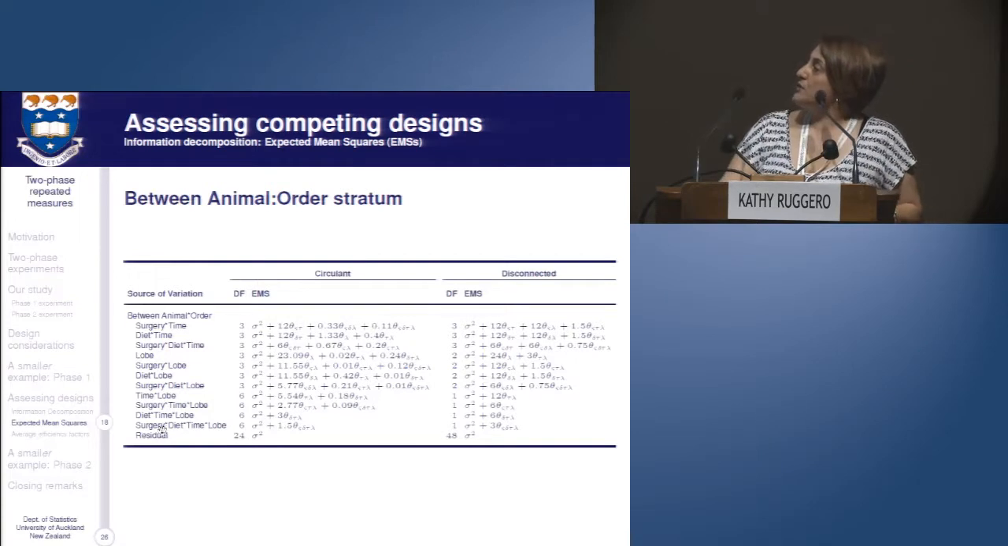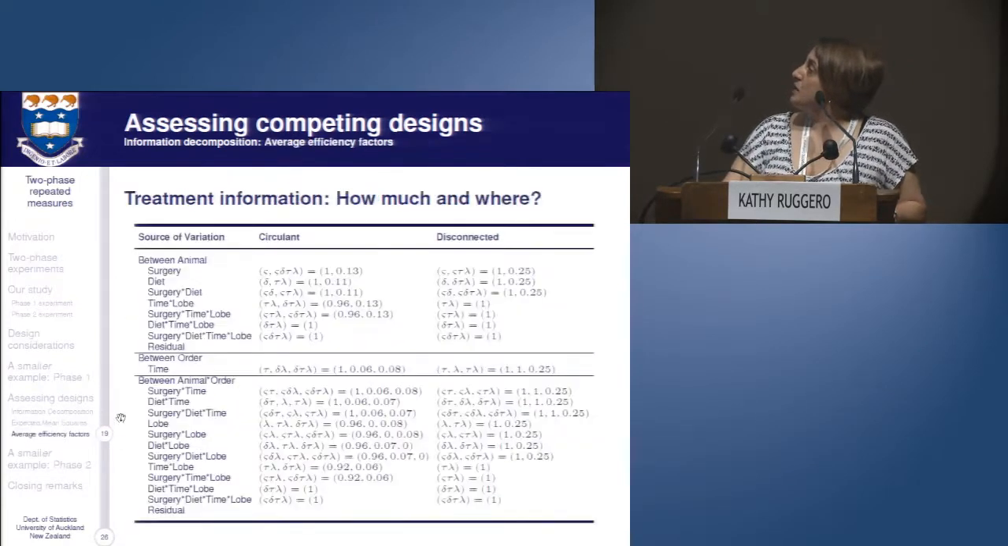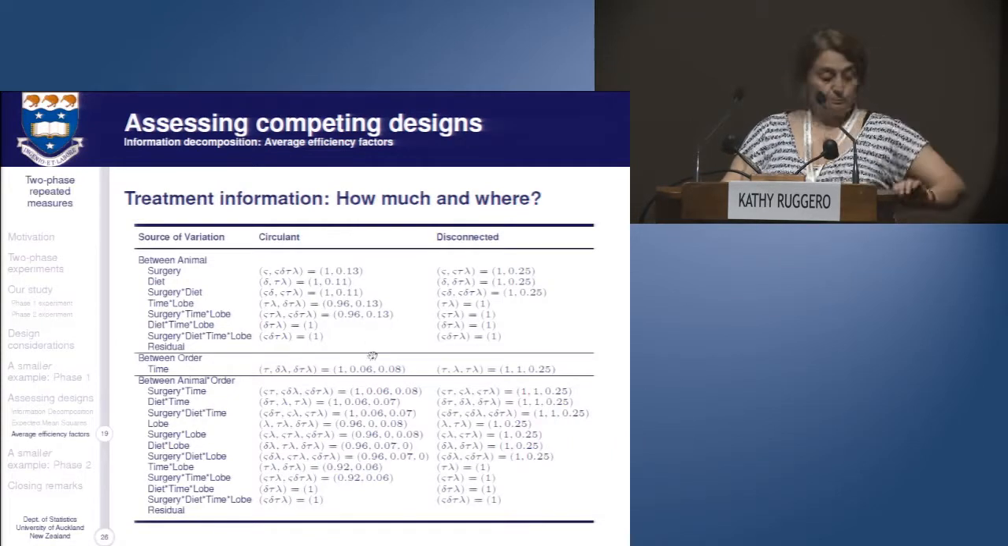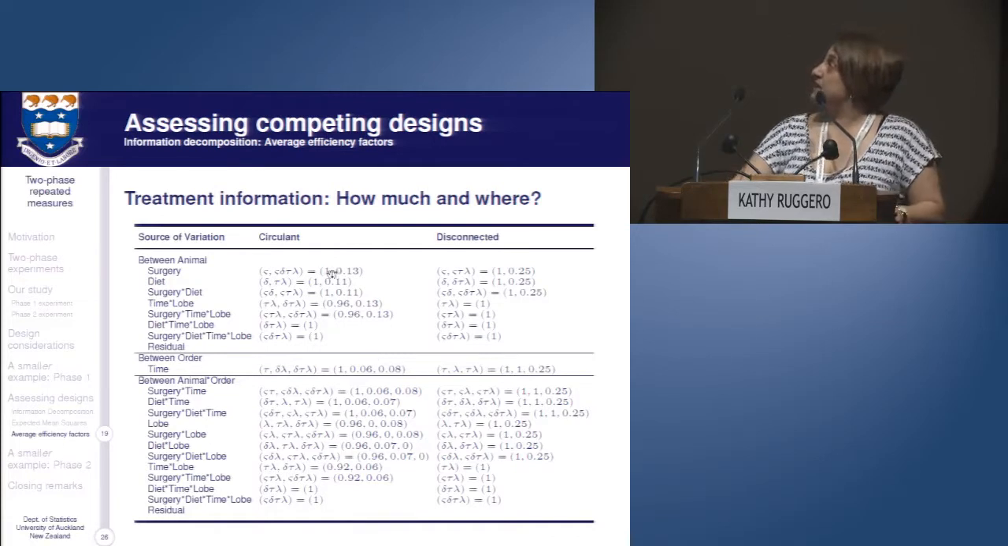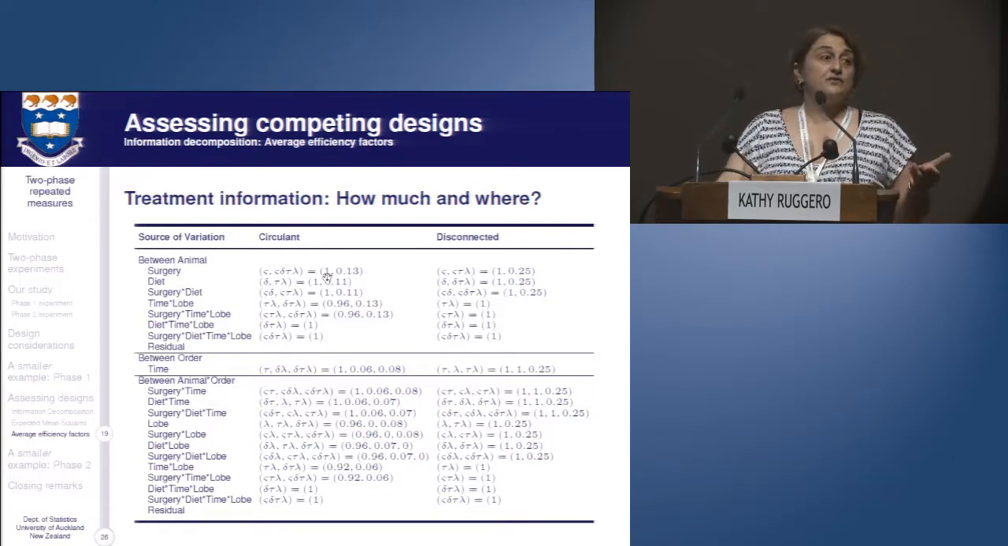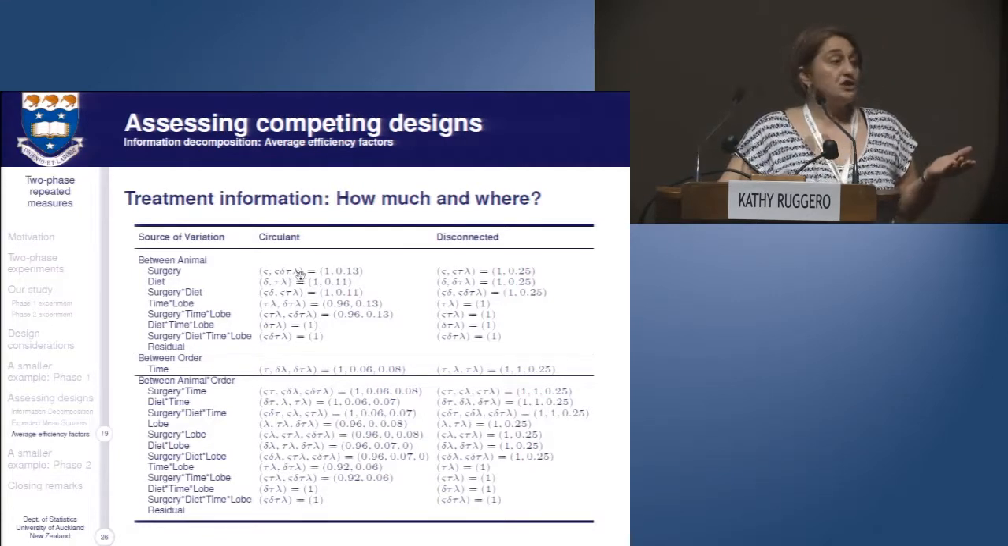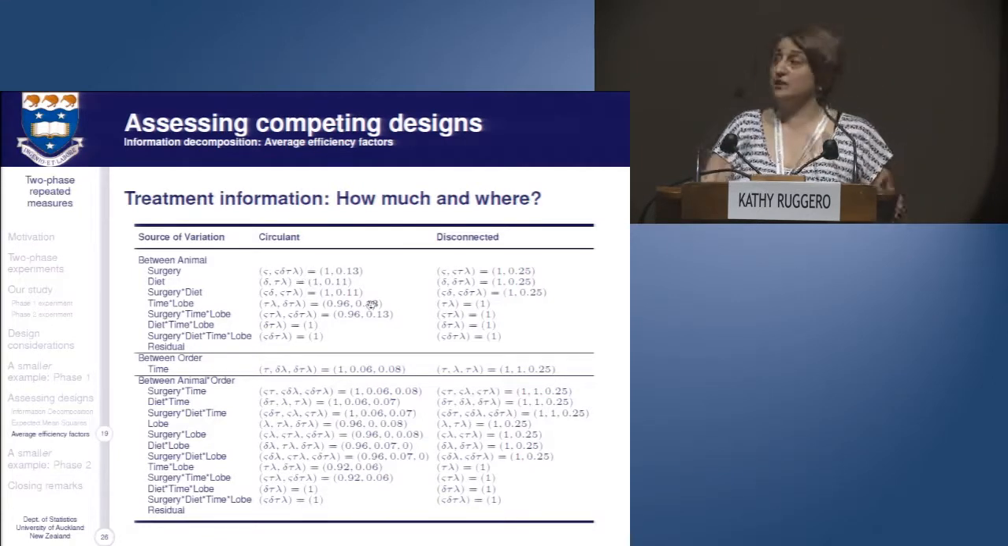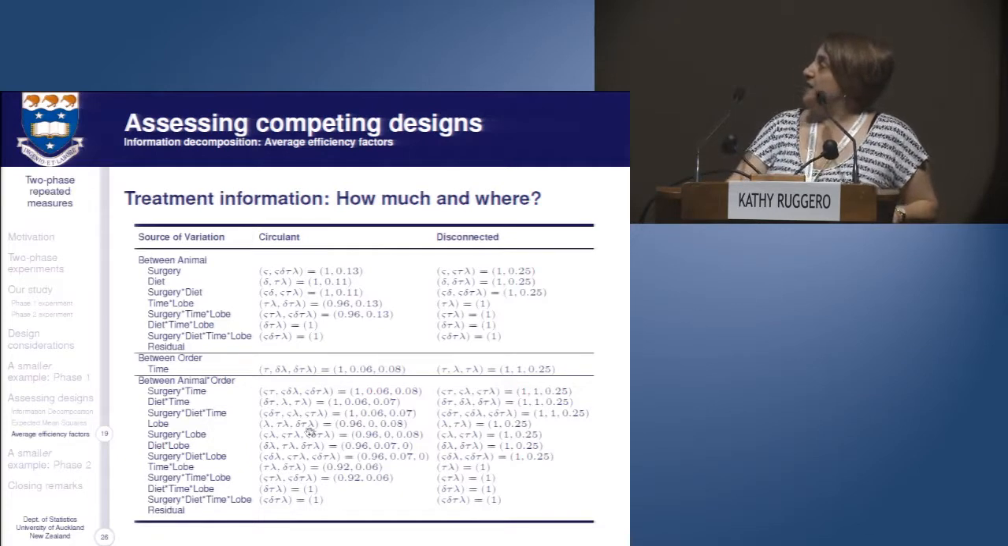Perhaps what's more interesting here is to go to these tables of efficiency factors, and so I'm able to fit the whole table up here. What we can see is, for example, here, that surgery is estimated, the main effect of surgery is fully efficient. All 3 degrees of freedom appear in this stratum, but there's some leakage from that 4-way interaction, and it's 13% of that information. So that's basically what these tables are telling us.